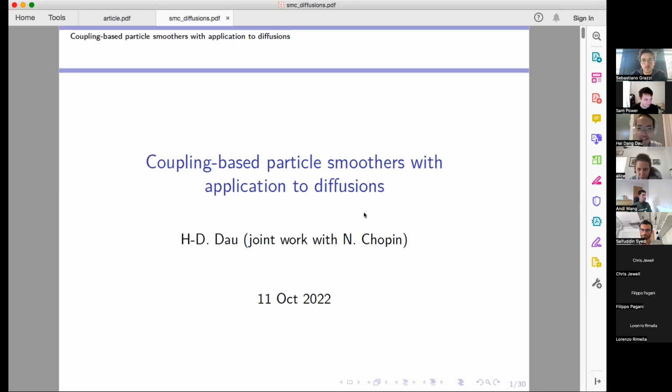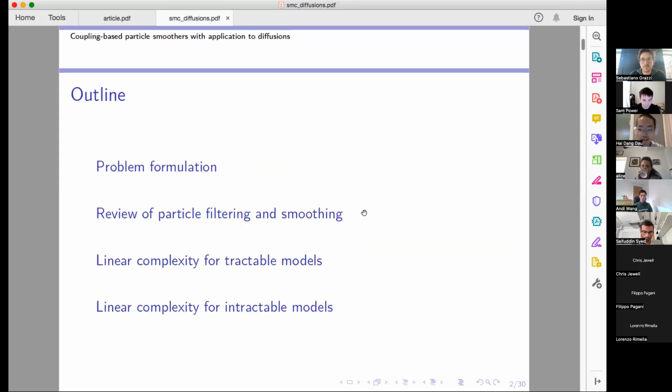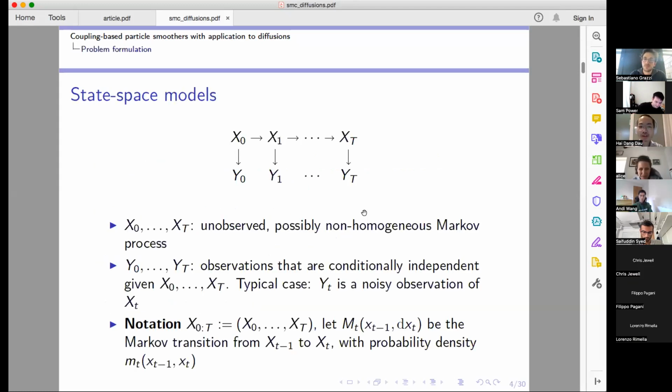Okay, so thank you for inviting me, and I'm very pleased to join the post-scientific grant. I'm going to talk about coupling-based particle smoothers with application to diffusion. So this is the structure of the talk. I only have about 30 minutes, so I don't think I will have the time to cover everything. Let's start with the problem formulation.